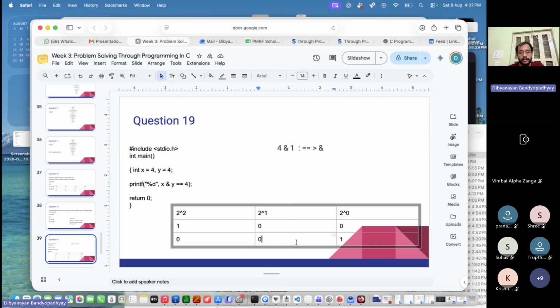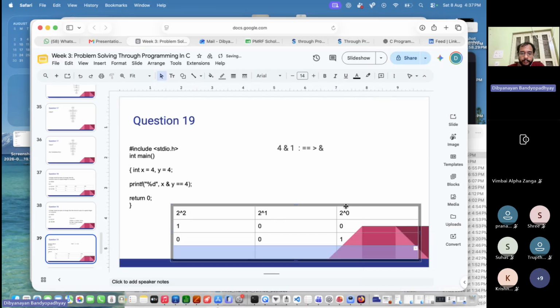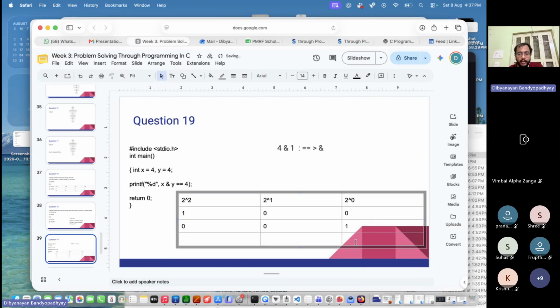It is 0. What is 0 and 0? It is 0. What is 0 and 1? It is 0. So the bitwise AND operation basically does the operation bit by bit and gives you the value. So 0 and 1 will be 0, 0 and 0 will be 0, 1 and 0 will be 0. So the whole value will be 0 only.